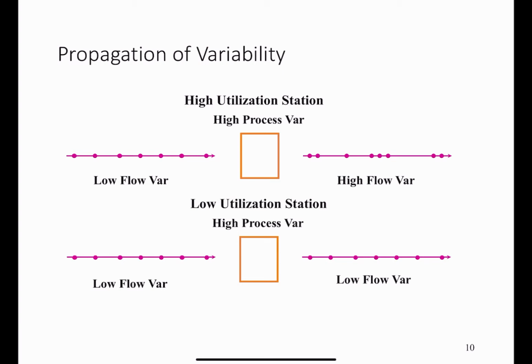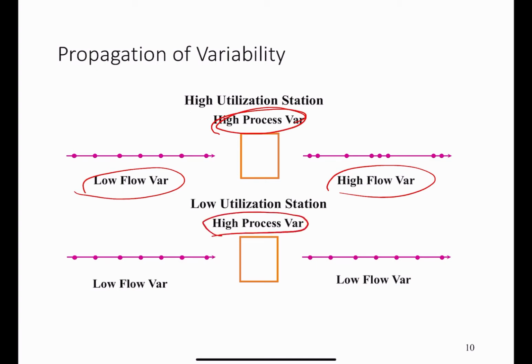Okay, so let's focus on the figure on the top. Suppose I have a low arrival variability coming to the system, but I have a high process variability station. My low flow variability arrival will become a high flow variability output. When we see the picture at the bottom, here I still have a high process variability. However, when my input has a low flow variability, my output remains as a low flow variability.